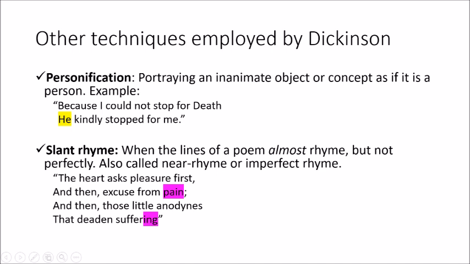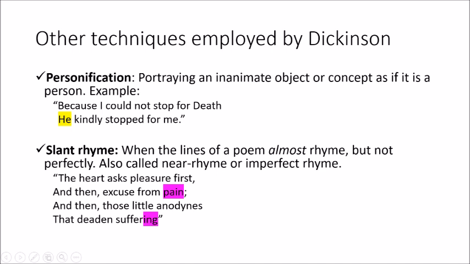Now, the second idea of a literary technique that I want to make sure you understand in this first lecture is a slant rhyme. And this is something that Emily Dickinson is very well known for and does a lot throughout her poetry. So a slant rhyme is exactly what it sounds like. It's when the lines of a poem almost rhyme, but not quite perfectly. They just don't get it exactly right.